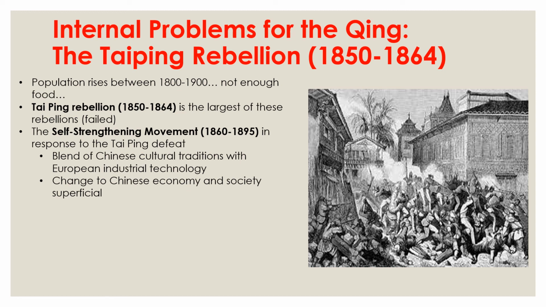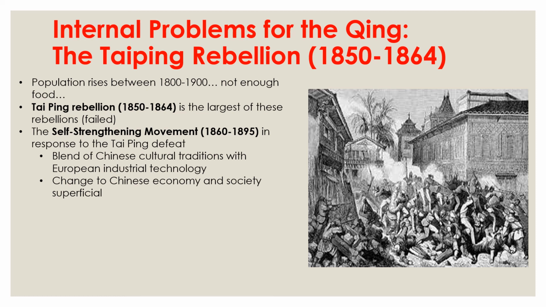This will lead to internal problems within China for the Qing dynasty. The Taiping Rebellion happens between 1850 and 1864. The population had been rising there for 100 years through 1800 and 1900, and there was not enough food. That was just another problem in addition to the opium addiction. The Taiping Rebellion happened in 1850 and will continue on and off for 14 years. It's the largest of these rebellions. It ultimately will fail, but it will lead to the self-strengthening movement as a response to the Taiping defeat.